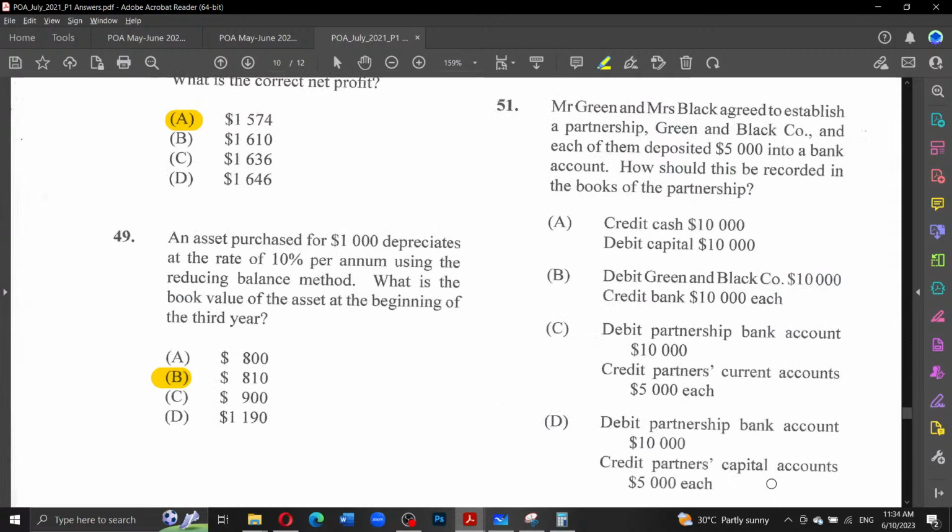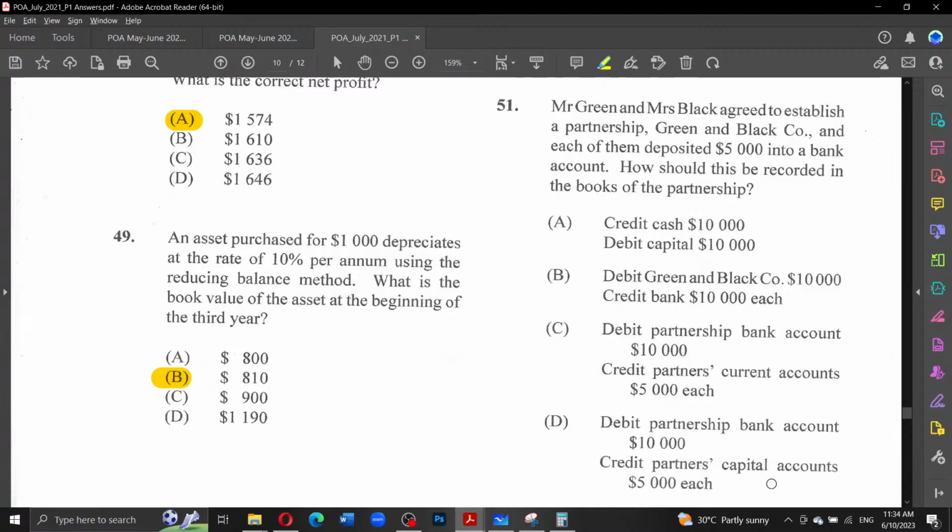Fifth one, Mr. Green and Mrs. Black agree to establish a partnership, Mr. Green and Black Co. That's the name of the partnership. And each of them deposited $5,000 in the bank account. How should this be recorded in the books of the partnership?